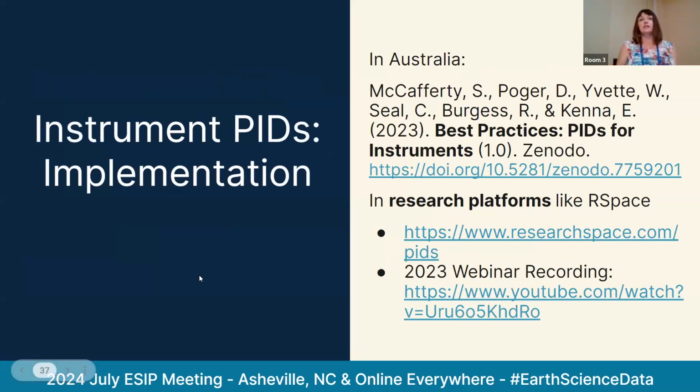And there's work going on in different places, so just to highlight a few examples to integrate and implement this work. In Australia, they have put out their own best practice guides for PIDs for instruments that you can have a look at to see what they're advocating there. It's also been integrated already into some research platforms like RSpace, where researchers can already allocate instrument persistent identifiers from DataCite through that research platform, and they have a webinar all about that that came out last fall. So that link is there too. And all these slides will be available, and I think are already available, for you to be able to click on these links later.